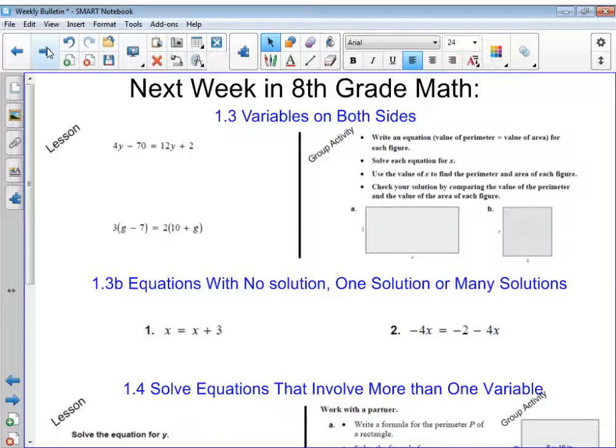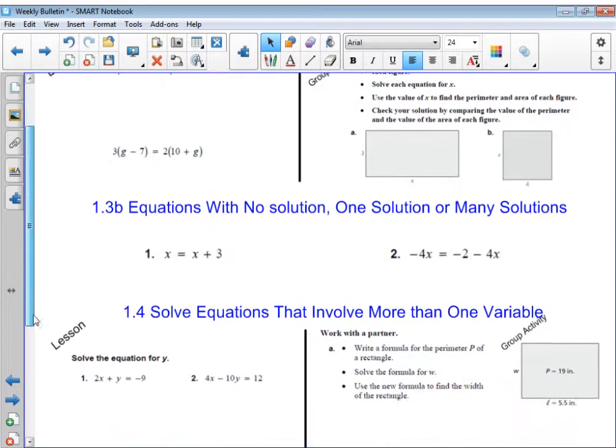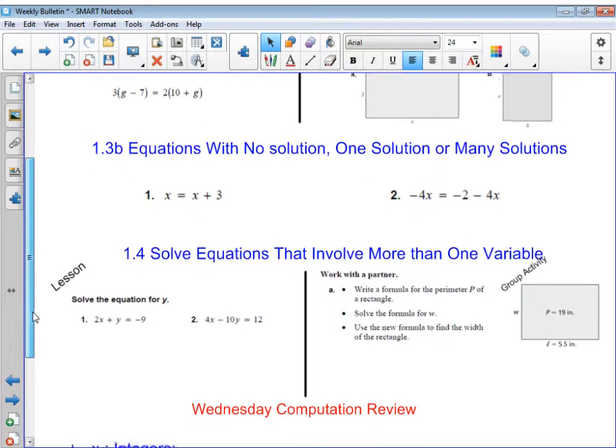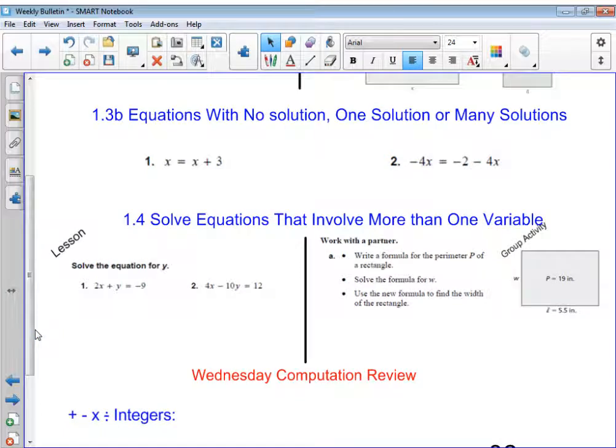We'll also be working with 1.3b, which is working equations where sometimes we end up solving problems where they have no solution, one solution, or many solutions. So we'll be going through and solving for those X's and then identifying based on what we have for our answer. Towards the end of next week, we'll be working with solving equations that involve more than one variable. We start out pretty basic. It looks complex, but it'll ask them just to solve for one of the 2 letters. So they will end up with a letter, a variable, in their final answer. And then we'll also do a group activity with that.